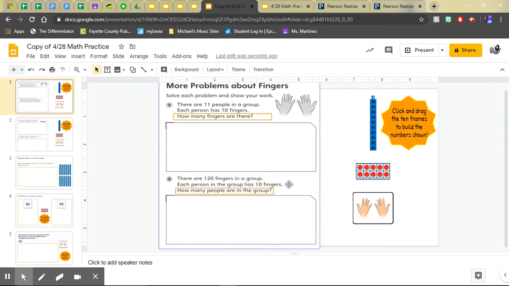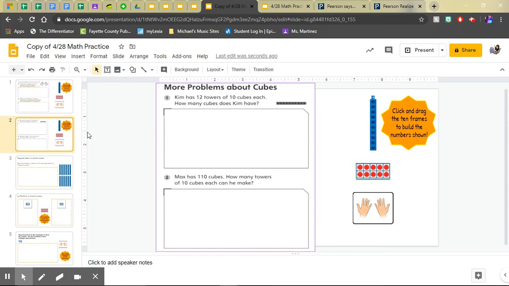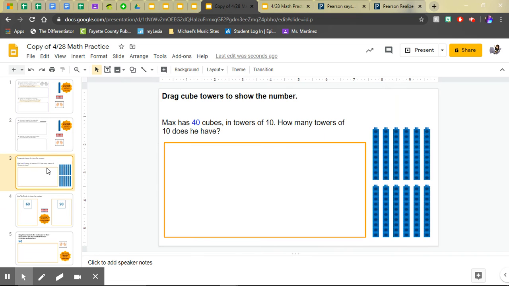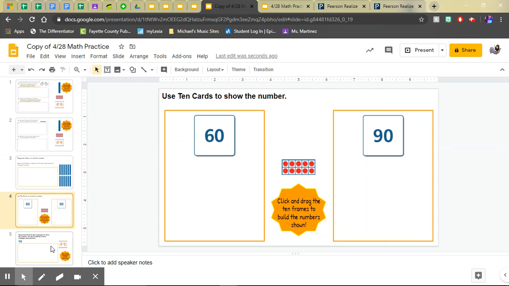Number 2 says there are 120 fingers in a group. Each person in the group has 10 fingers. How many people are in the group? Once you have done these, here are the other 2 problems. If you want additional practice, there are more slides where you can practice building numbers using tens.